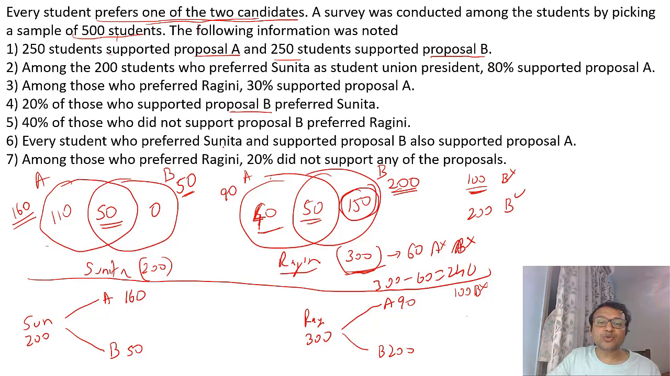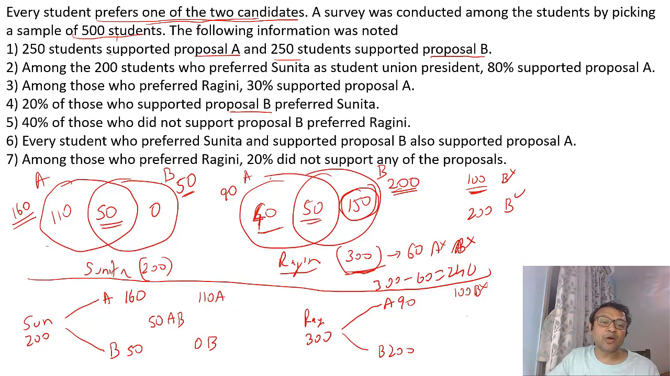Every student who preferred Sunita and supported B also supported proposal A. So all these 50 people are A and B put together, which means only A will be 160 minus 50, 110 will be only A, and only B will be 0. So I get this whole table here. Same thing as drawing a Venn diagram, only I'm doing it in the tabular format. So if I start with a tabular format, I finish in a tabular format. I need not go to a Venn diagram.